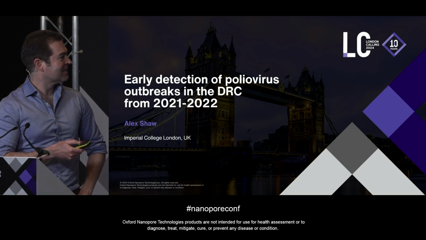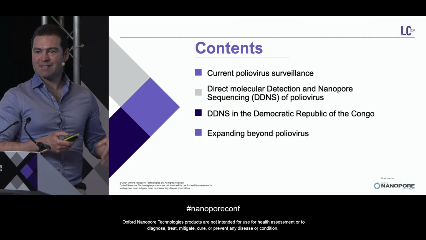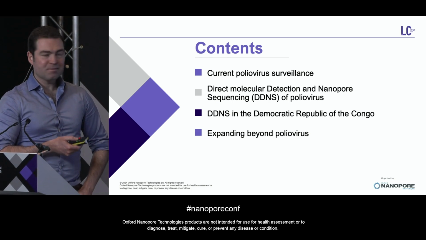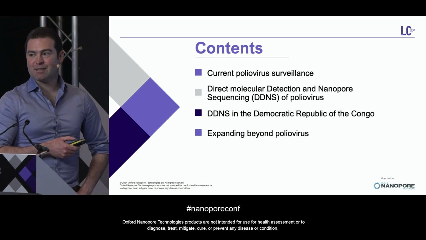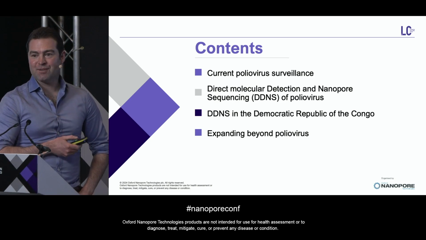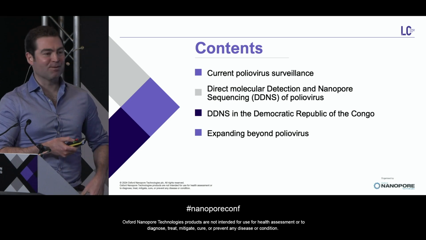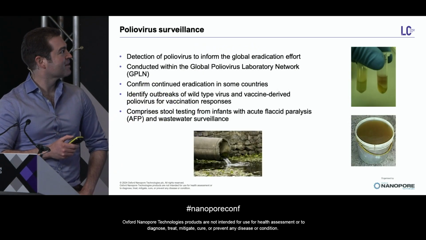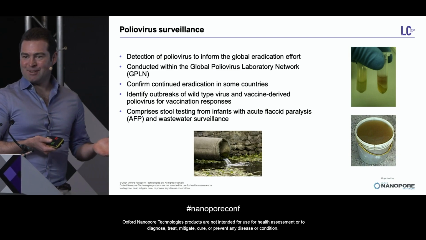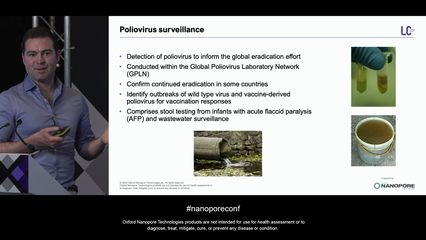And this is an example of the implementation of this process where it's been done successfully now for a couple of years. So I'm going to run through the current state of poliovirus surveillance, how it's done and how we're trying to build on it. Looking at the direct sequencing method we've been training labs in, I'll look at the implementation of this in DRC and then how we're thinking of expanding this further to other organisms.